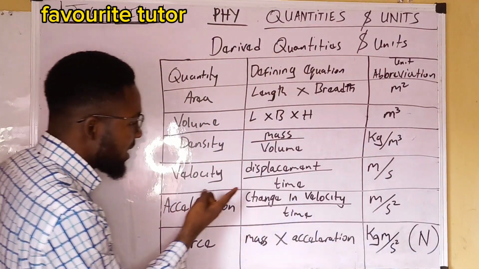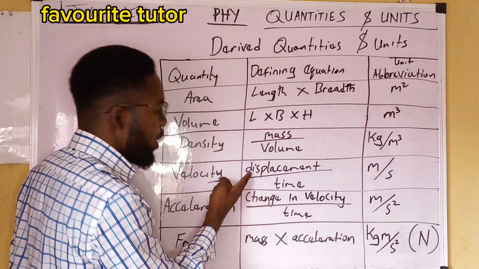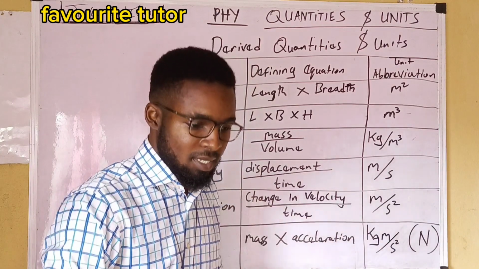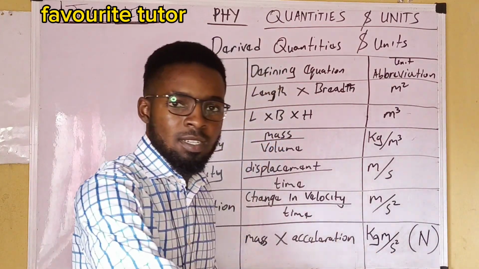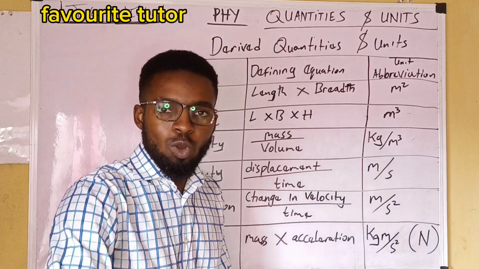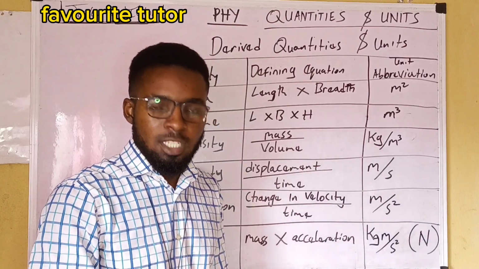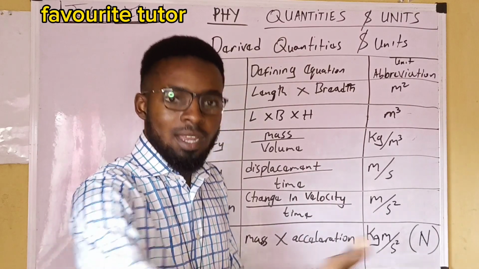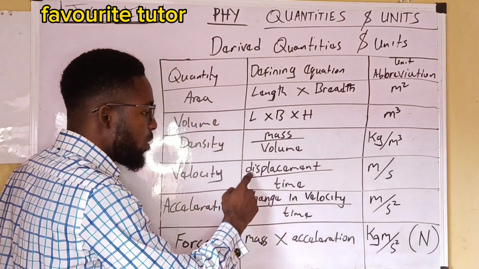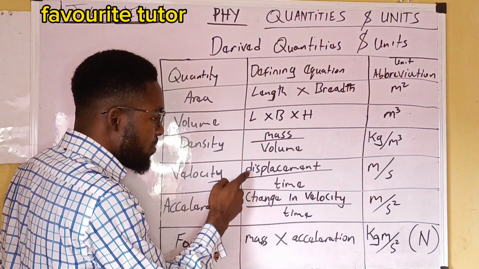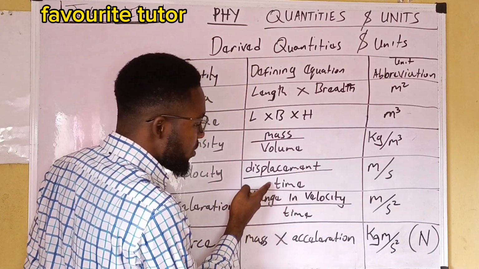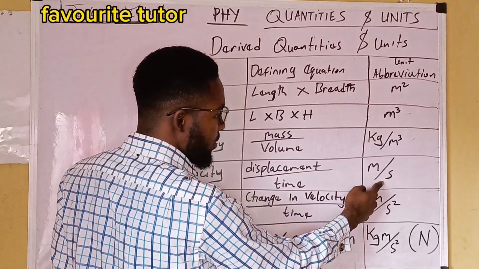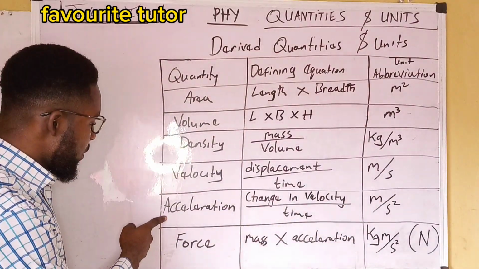Velocity. Velocity is displacement over time. What is displacement? Displacement is extent of space in a specified direction. That is length, and length is measured in meter. So that is meter per second. Time is in seconds. So the unit for velocity is meter per second.